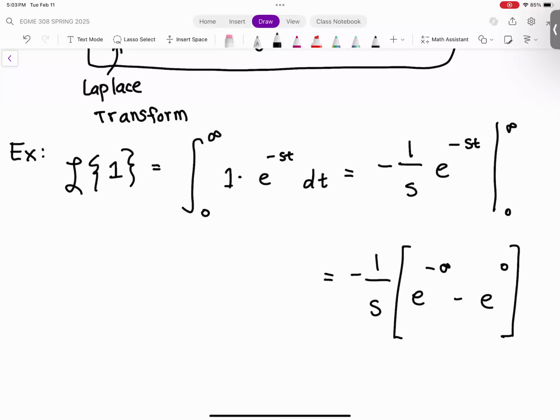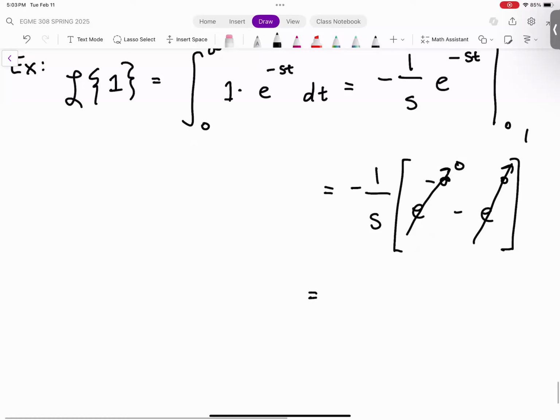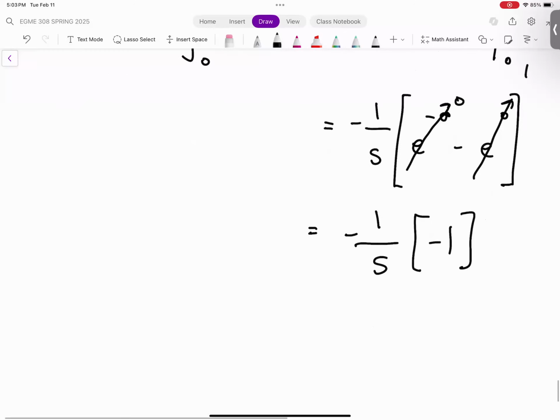So we know e to the minus infinity approaches 0, so we can just eliminate this one. And e to the 0 here is just going to be 1. Right. And so we have minus 1 over s times minus 1. And so that means our Laplace transform of 1 is equal to 1 over s.